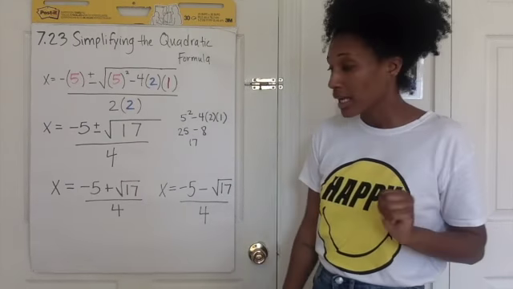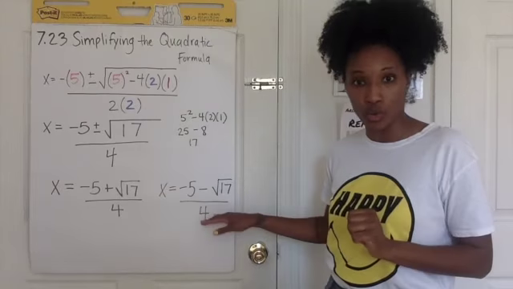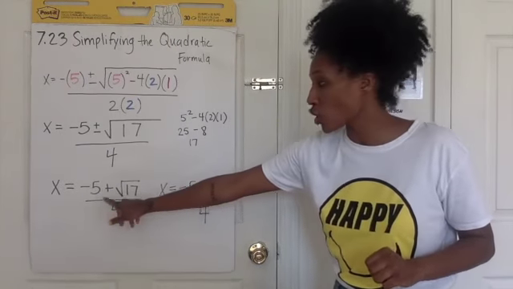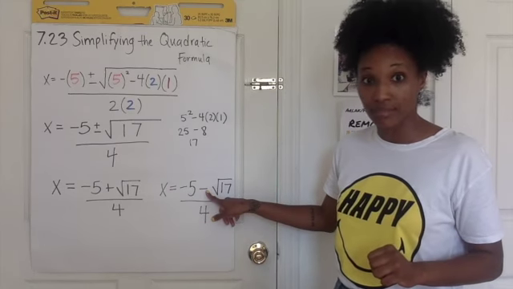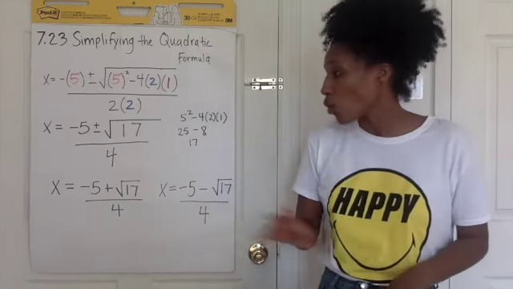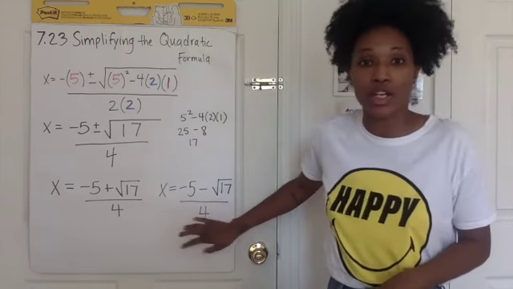Step 4 is to write your two roots. So one of your roots is going to get the plus sign. The other root is going to get the subtraction sign. And then tomorrow, we will actually do this addition and do the subtraction.